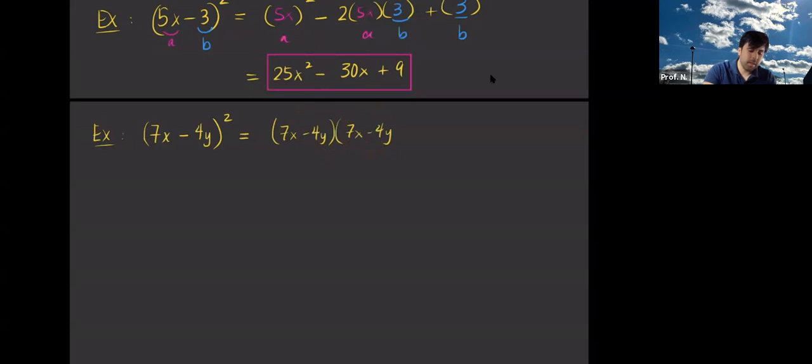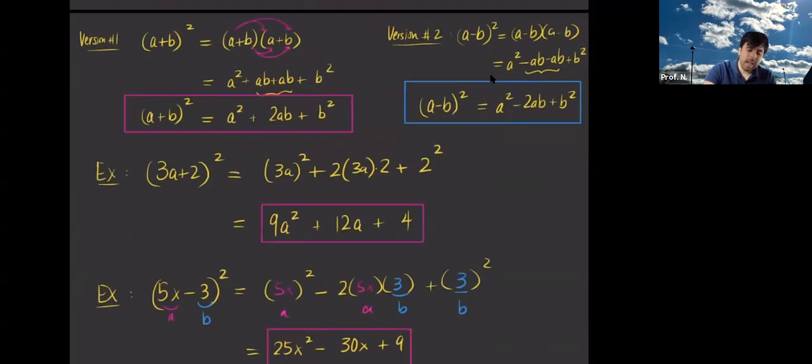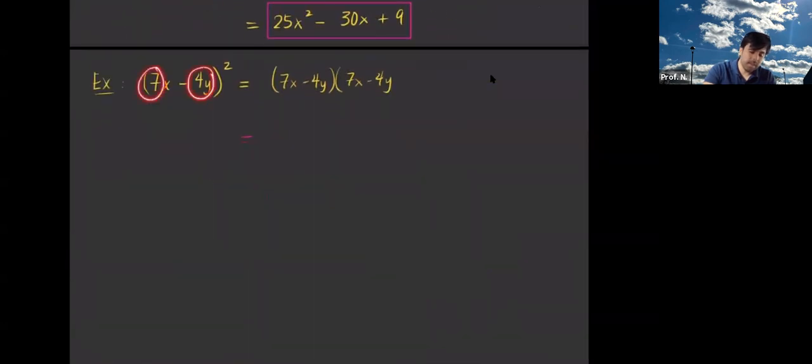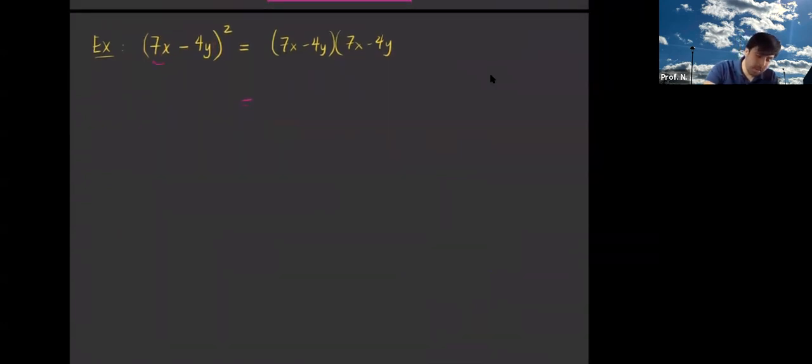Why not? Because it's this form: a minus b squared. That's it. So I'm going to call this my a, and this my b value. And what's the result of a minus b squared? It's a squared minus 2 times a times b plus b squared.